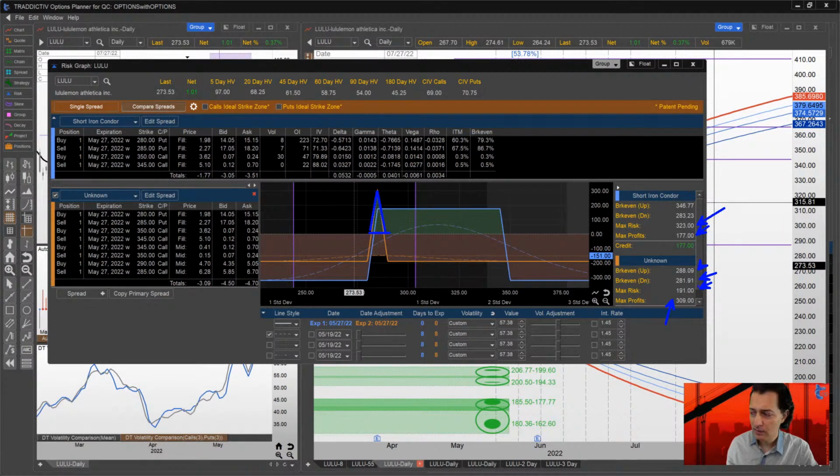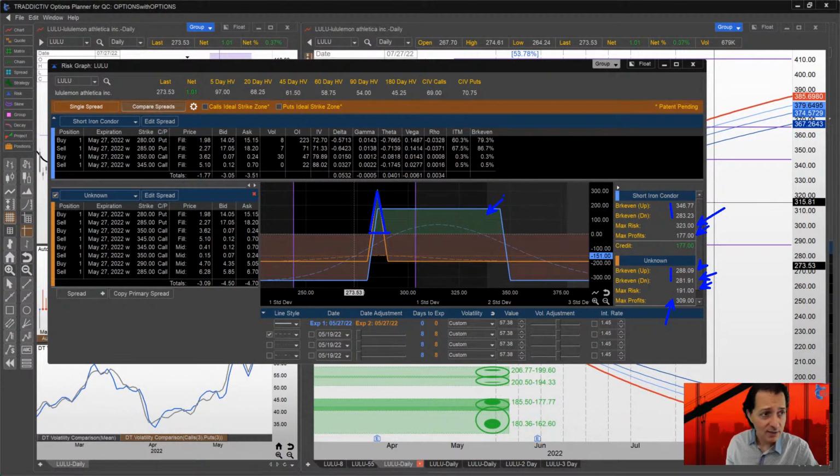Now, of course, my range becomes very narrow, from 288 to 281, where before it was 346 to 283. So it was a wider range, as we can see very clearly, very visually here with a green shaded area. But obviously, that's the price to pay to limit the risk.